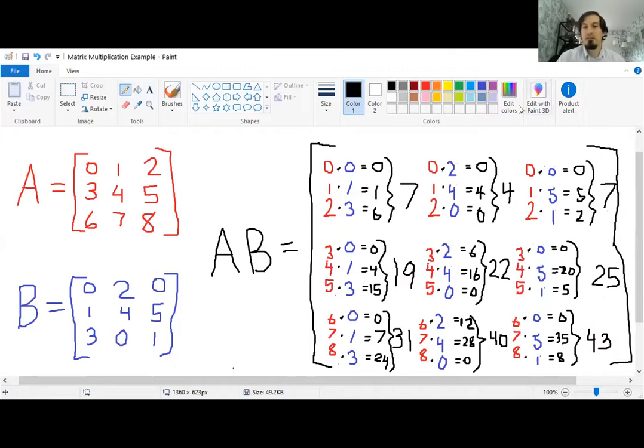It's color coded. I've done a color coding of all the rows and columns that go into these numbers. And my numbers were 7, 4, 7, 19, 22, 25, 31, after I corrected it, 40, and 43, which is exactly what Amina got. So I think we both got the same answers eventually. I think this is right. Did anybody get anything other than this for A times B?